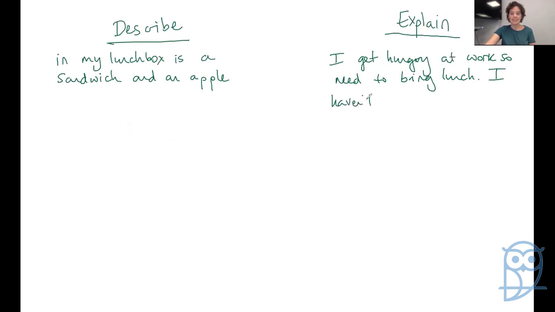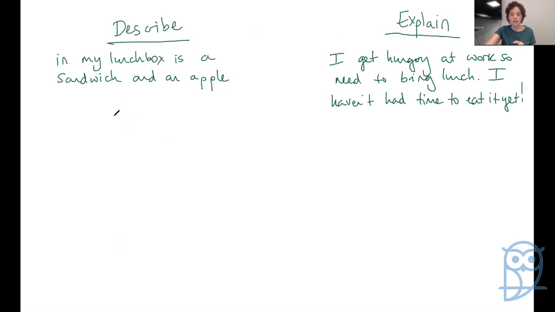I haven't had time to eat it yet. That's the explanation as to why there is food in my lunchbox. So the explanation doesn't tell me what is there. The explanation doesn't tell me there's a sandwich and an apple there. The description tells me there's a sandwich and an apple there. The explanation just tells me the why.